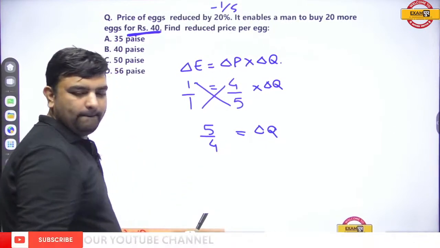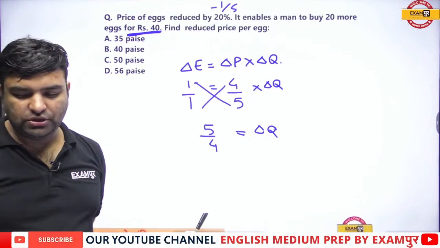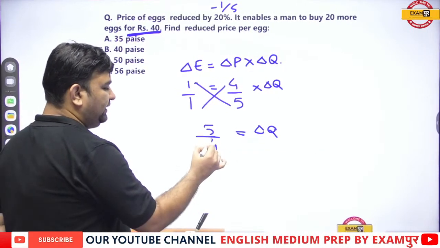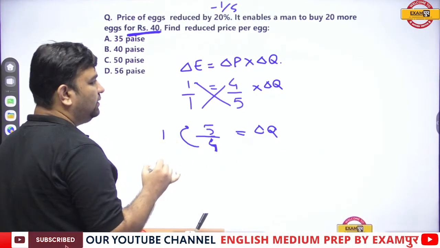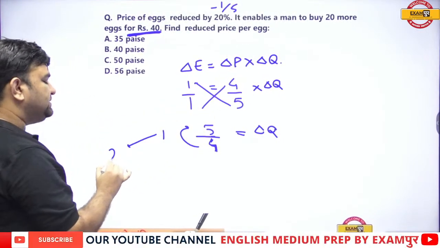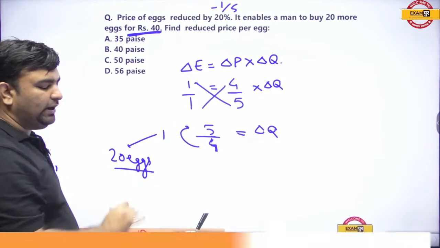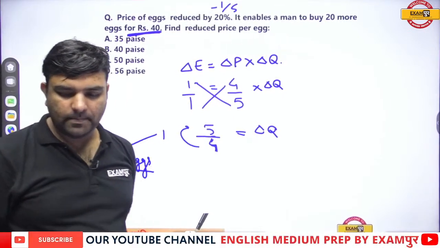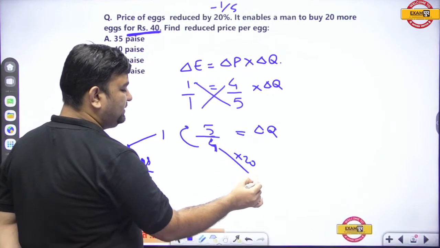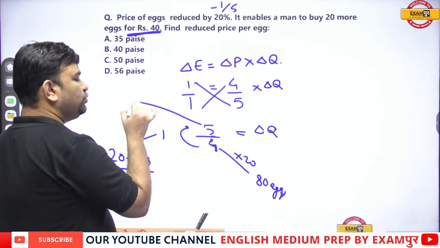5:4. Change in quantity would be in the inverse ratio, 5:4. So quantity has increased by 1. Actually, guys, it has increased by 20. So 1 is equal to 20 eggs. So my original quantity was 4 into 20, 80 eggs. And my final quantity 5 into 20, 100 eggs.